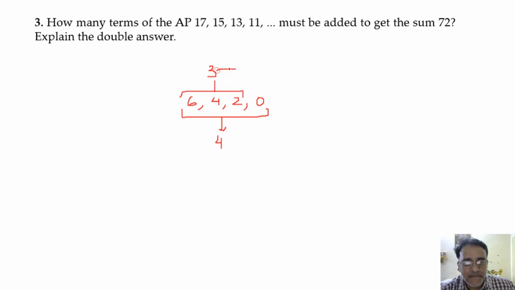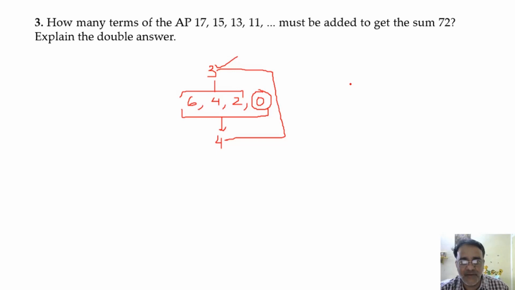So whenever you get two values of n such that both are consecutive numbers, then you have to prove that the last term is 0. That is the explanation of the double answer. You got my point? If two values of n are consecutive numbers, then you have to show the last term is 0. If the two values differ by 3, 4, 5 like that, then you have to show that after 3 the sum is 0.